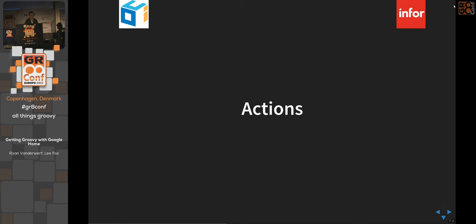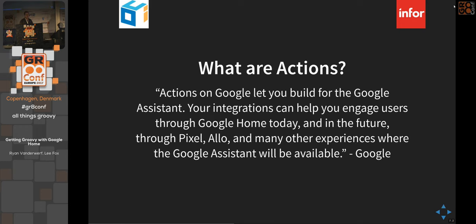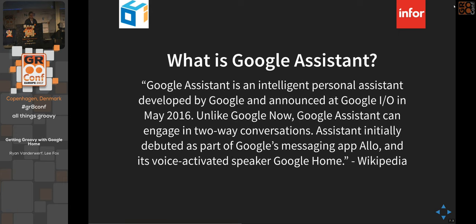So how do we make some of this stuff? The heart of the Google stuff is called actions. And these actions work on this or a mobile phone. It's going to be working on their messaging services going forward. So this is the official definition of what actions are. Actions on Google let you build for the Google Assistant. Integrations help engage users through Home today and the future, Pixel, Allo, and other experiences where it'll be available. So they're planning on bringing this all over the place.